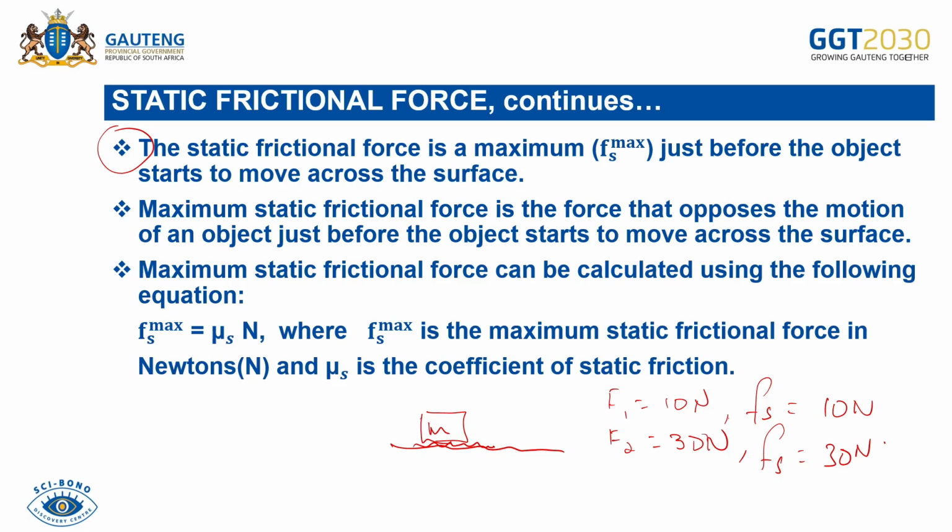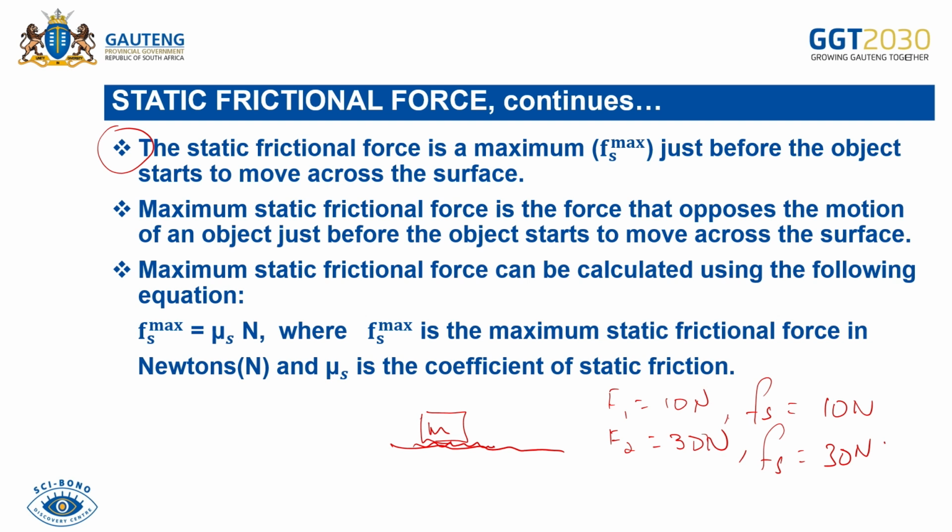Then in a case where I apply a force and that force overcomes the frictional force, remember what is going to happen. The object will start to move. Let's say you apply a force of 50 newtons, and then the object starts to move. Okay, so when an object is in motion, then we'll talk about a different type of frictional force.